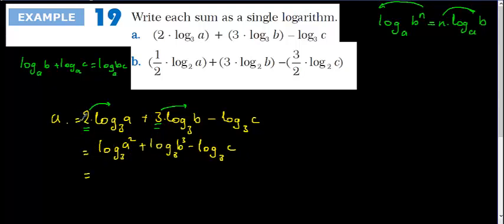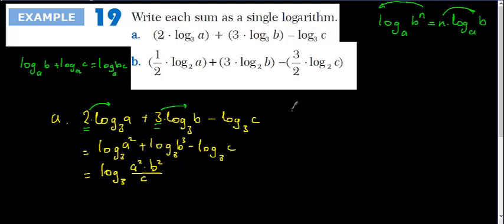Here it will be equal to logarithm base 3 of a squared times b squared over c. a squared and b squared have plus signs, so they are going to the numerator. For the c, the sign is minus, so it should go to the denominator.